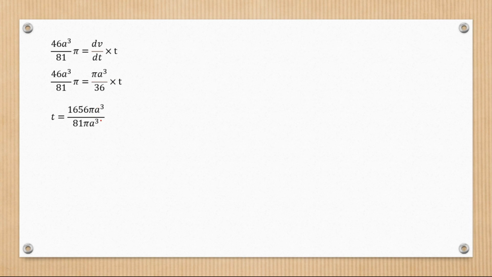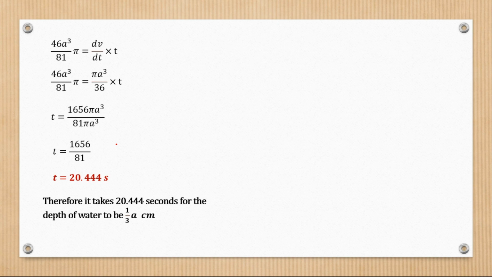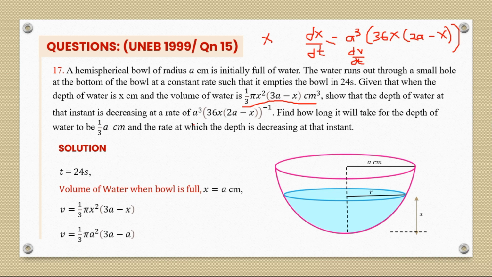So this π and the a³ cancel, and I'll be left with 1656 over 81. When I solve that, I have time equal to 20.44 seconds, therefore I can say that it takes 20.44 seconds for the depth of water to be a third a centimeters, and that is the answer they wanted. Alright, so next we're being told to find the rate at which the depth is decreasing at that instant, that means at the instant when the depth of the water was a third a centimeters.